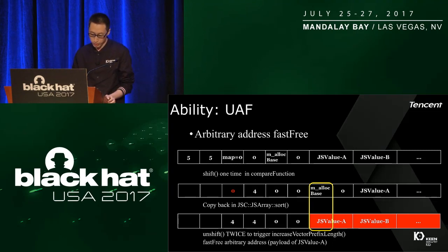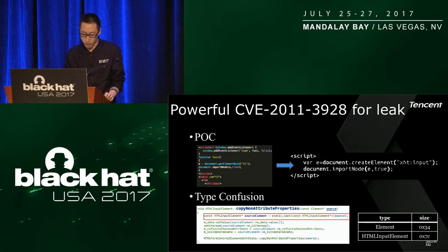Now we have the ability to leak the JSCell addresses of any JavaScript object, and we can fast free any address we want to fast free. So to make the exploit more stable, we used another vulnerability. This vulnerability was found by the King team, and the PoC is very simple.